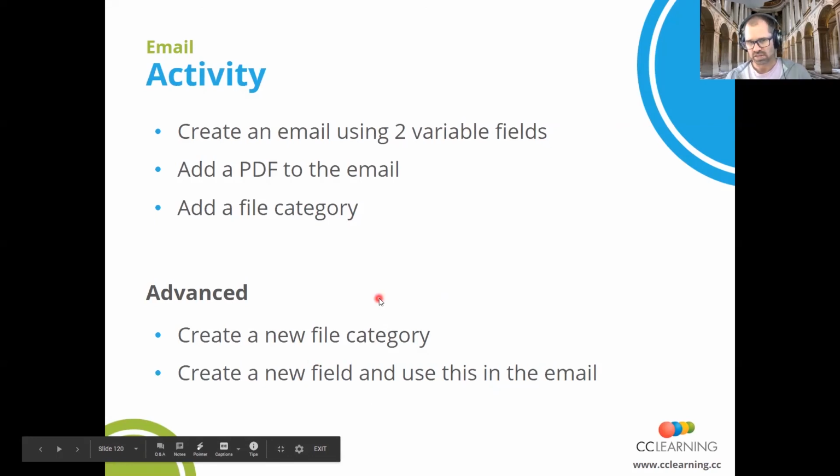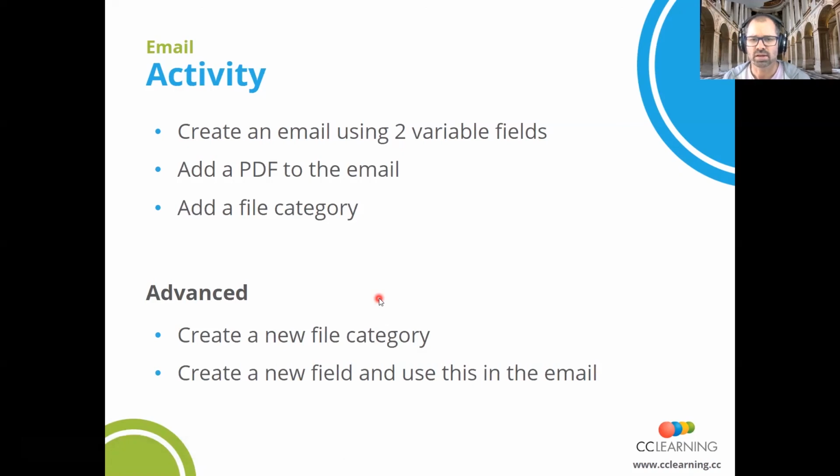So I've got an activity here that you can do. You may have done this already. Create an email using 2 variable fields and add a PDF to that email and add a file category.